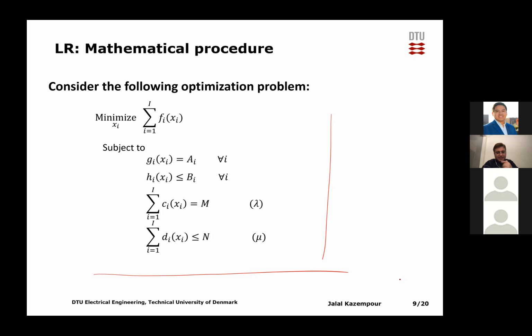Let's say we have this original linear problem. So we have this problem. Do we have a complicating constraint here?